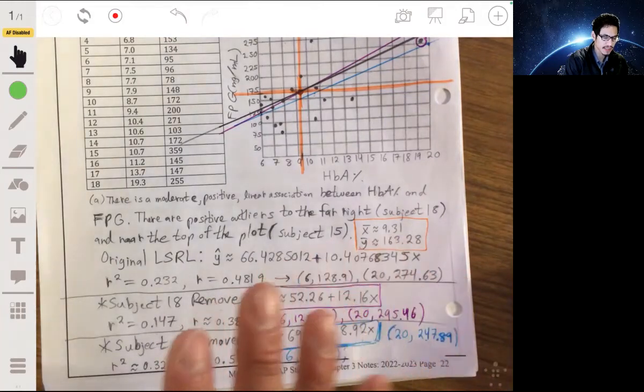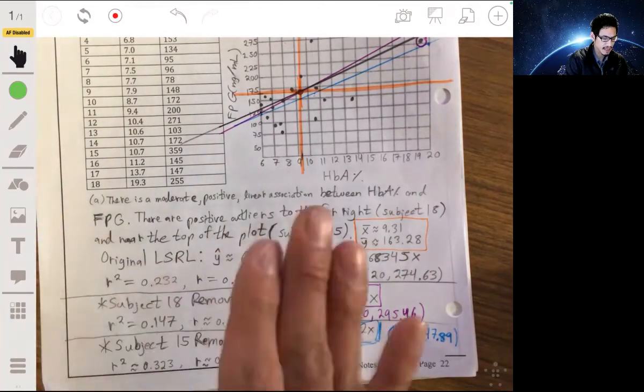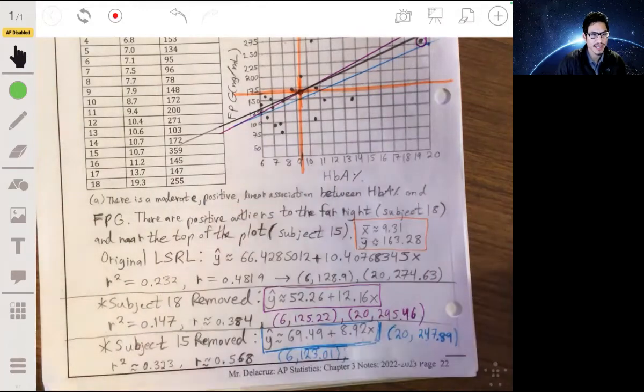So when you're dealing with problems like these, there's not going to be a step-by-step method, and sometimes you're not really going to get the data in your calculator.